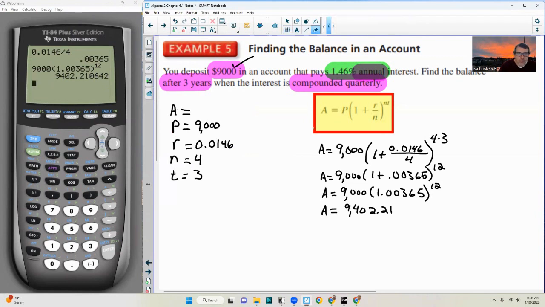So I guess I won't do equals. It's an approximation. Banks do not give you partial pennies. Okay, there's no such thing as cutting a penny in pieces. So they would round that down to 21 cents. So $9,402.21 is going to be the balance after 3 years. Okay, so that's how you use the compound interest formula.